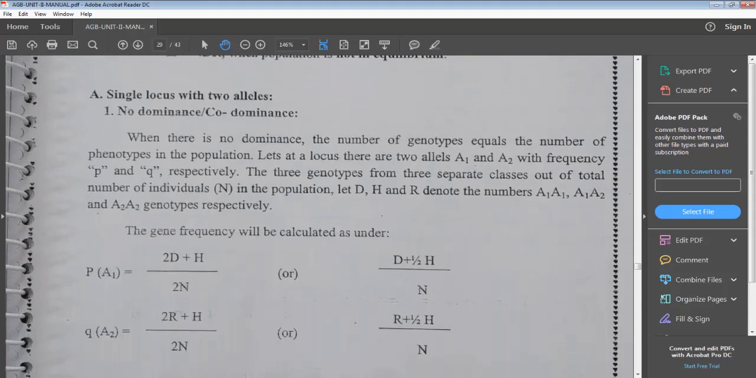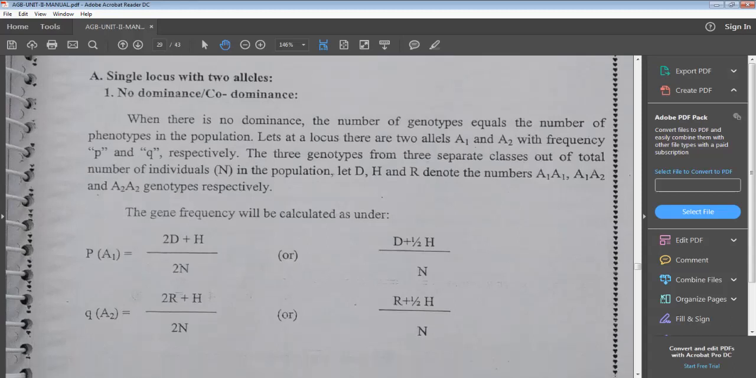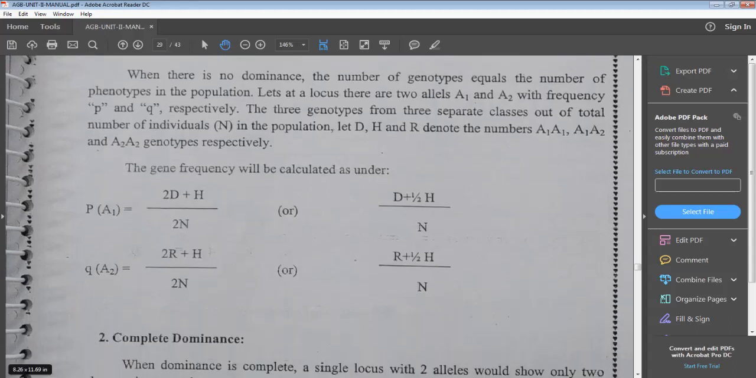Single locus with two alleles, no dominance, codominance. In this particular situation, if there is no dominance or codominant characters are there, then we just follow this particular formula.